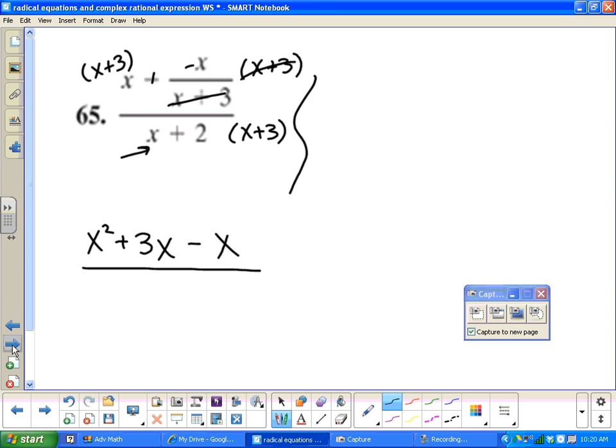Now, x plus 2 times x plus 3. How do we multiply that out? Foil it, right? So it would be x squared plus 3x plus 2x plus 6. A lot of y'all do the middle terms in your head. The 3x and the 2x would just give you 5x, right? So let's just do this.